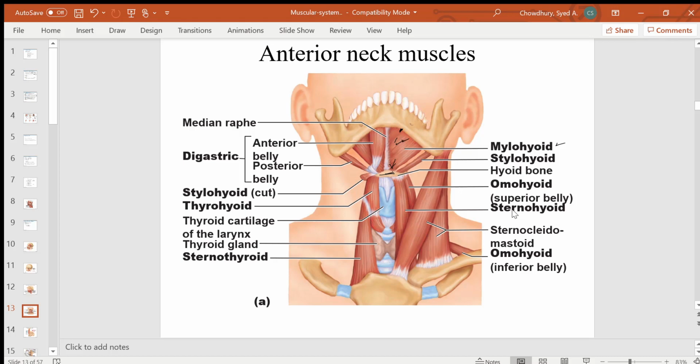And this mylohyoid is a deep muscle. On this side, you can see the superficial muscle, digastric. This is an important muscle too. So the main muscles under the chin or under the mandible: superficial is digastric and the deep one is mylohyoid. So if you remove digastric, you will see the mylohyoid. Okay. Now let's see the front of the neck.